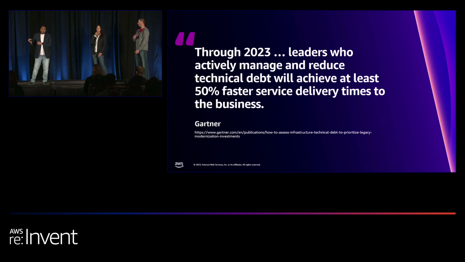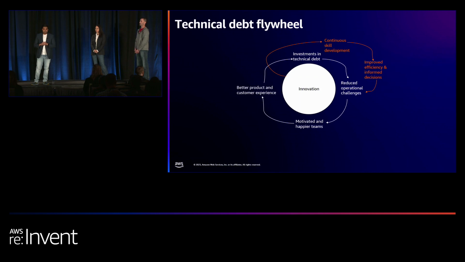Before we dive into the flywheel, this is a quote from Gartner. Gartner predicts leaders who actively manage technical debt will achieve at least 50% faster service delivery times to their business. It emphasizes the importance of building a continuous process, not letting it accumulate and then address it. Now you would ask, what's the flywheel? What's the mental model to build a continuous process? Let's talk about that.